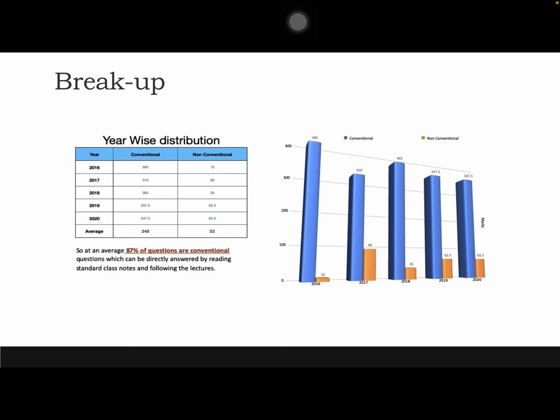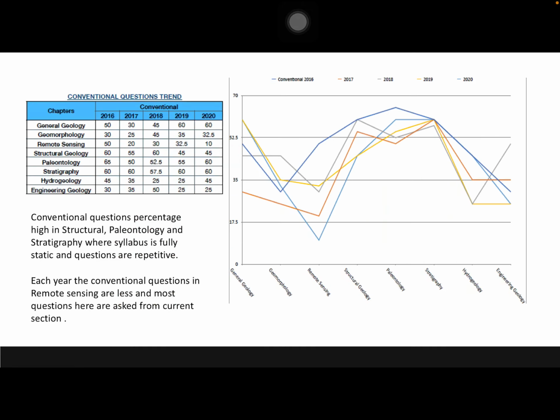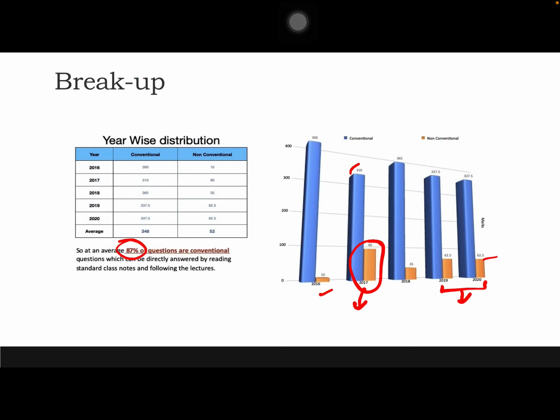Now coming to the breakup of conventional and non-conventional marks, what we see through different years in paper 1 of optional geology is that the conventional questions form on an average more than 85% of the syllabus. We can see in 2019 and 2020 that the portion of non-conventional questions was constant at 62.5 marks. But this section increased in 2017 to 90 marks. This implies that we need to prepare for all eventualities.